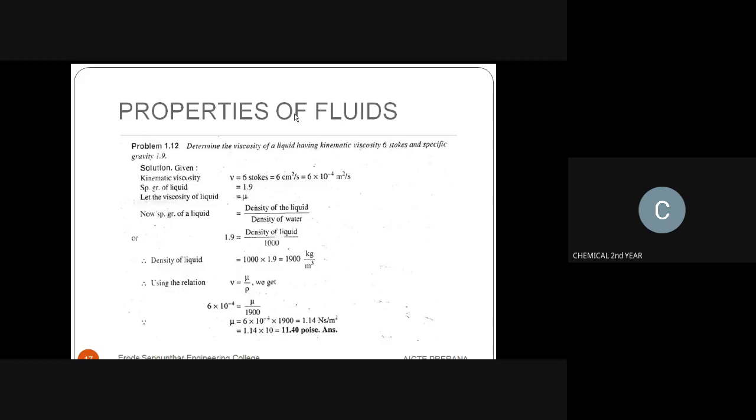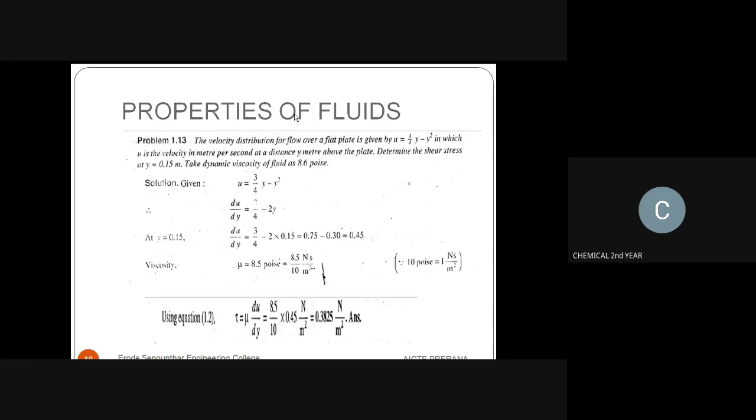So mu is equal to 6 into 10 to the power of minus 4 into 1900. So it is nothing but 1.14 Newton second per meter square. Right? So you need to convert that into poise. So you can multiply that by 10. So 1.14 into 10 is equal to 11.40 poise, right?